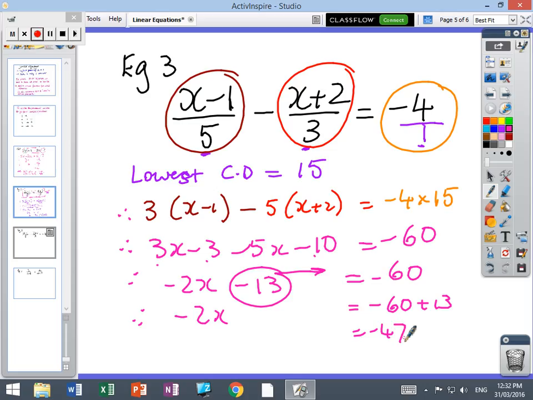And x will equal minus 47 divided by minus 2, because you've got to take the minus 2 across. And so that just equals 47 on 2, which is okay, or you could have it as a mixed number, or you could have it as a decimal. But that answer's fine. Okay, copy that down. When you're ready, let's see what's left.